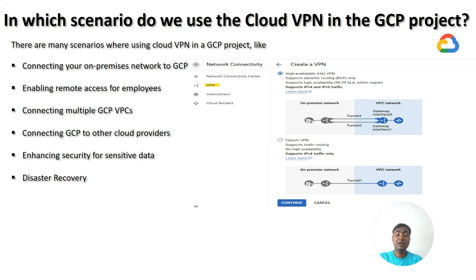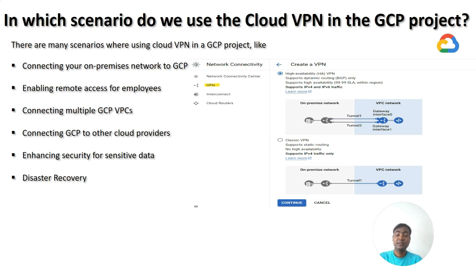When organizations have an on-premises data center and want to extend their network to GCP, Cloud VPN allows for a secure connection between on-premises infrastructure and GCP resources. This enables a hybrid cloud deployment.